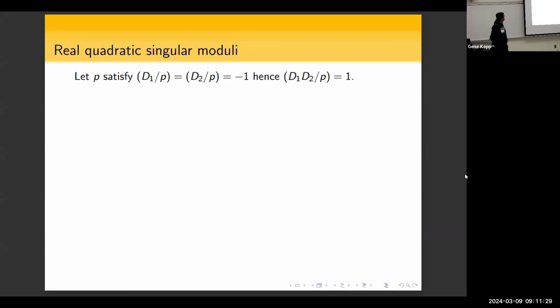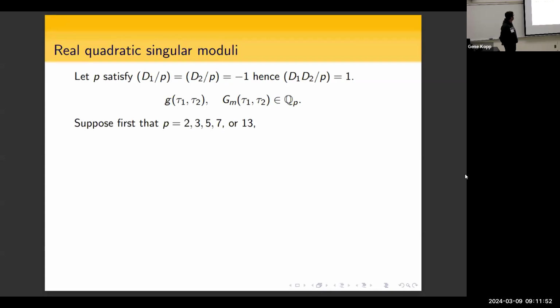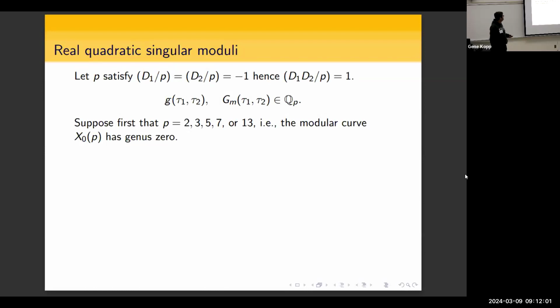Now I should remind you that I'm assuming implicitly that p is inert in both these quadratic fields, Q square root D1 and Q square root D2. Therefore, it's split in the middle one, Q square root D1 D2. And therefore, these elements, I'm thinking of them really as elements of Q_p. They're just p-adic numbers. And I would like to take suitable limits. I'm going to assume for simplicity that the prime p is one of these 5 primes, which have the special feature that the corresponding modular curve associated with the Hecke congruence group, gamma naught of p, has genus 0. So there are no cusp forms of weight 2 in these levels.